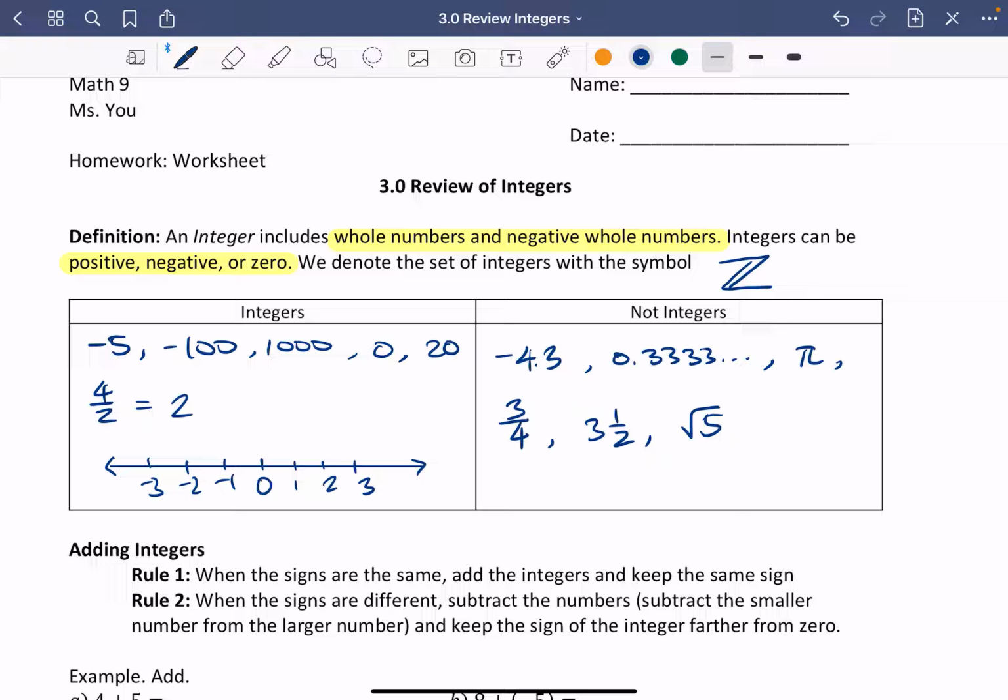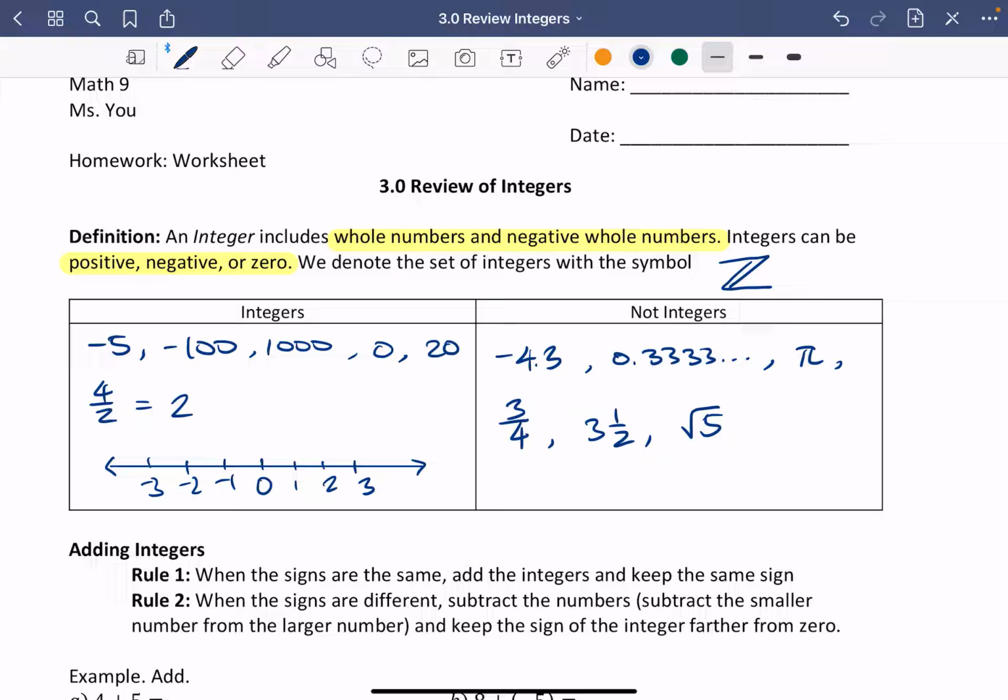Okay? So anything that's on this line, 0, 1, 2, 3, etc. Negative 1, negative 2, negative 3, etc. So 0, 1, 2, 3, 4, negative 1, negative 2, negative 3. These numbers are all integers. Notice that it doesn't include any decimals. It's not like 0.5, and it doesn't include any fractions like 3 over 2.